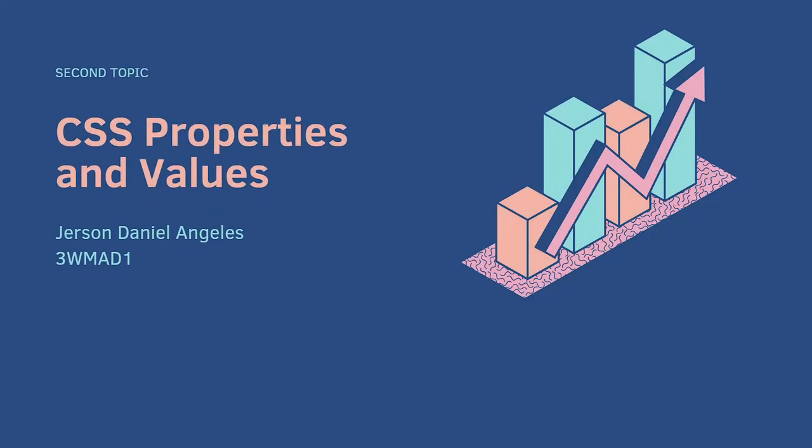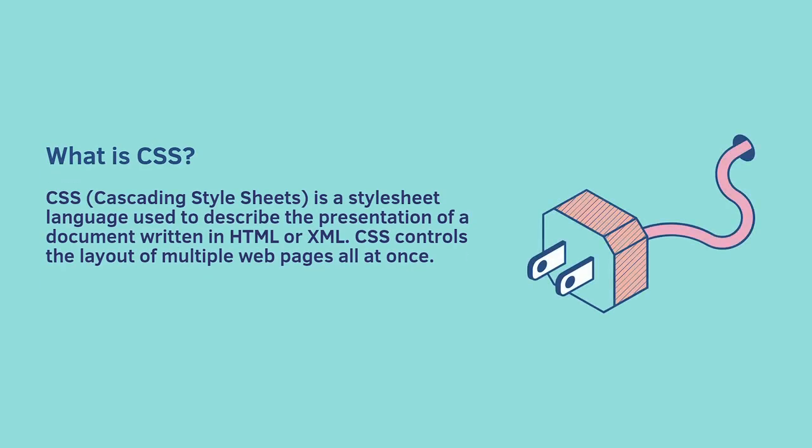Now for my second topic, the CSS properties and values. So what is CSS? CSS is a Cascading Style Sheet. It is a style sheet language used to describe the presentation of a document written in HTML or XML. CSS controls the layout of multiple web pages all at once.